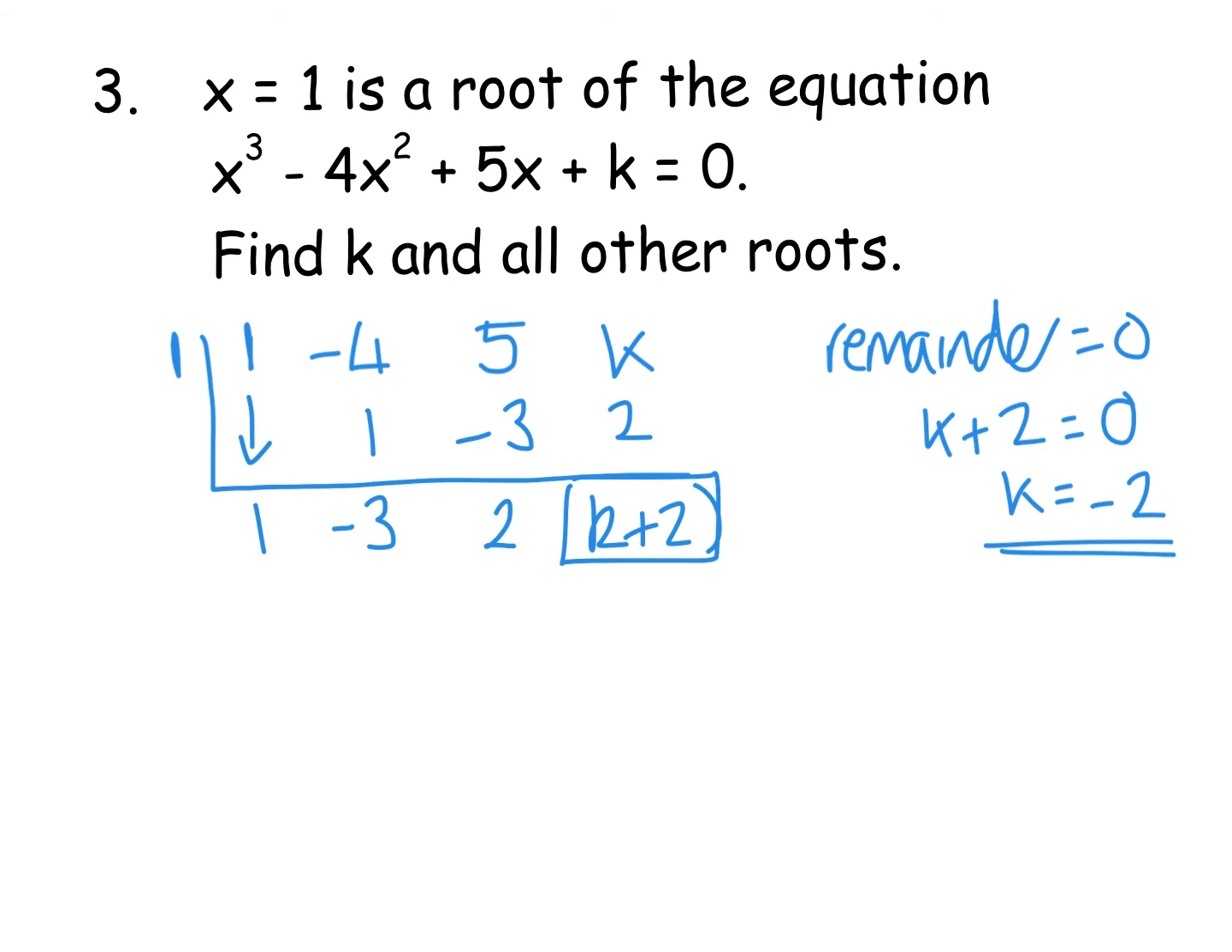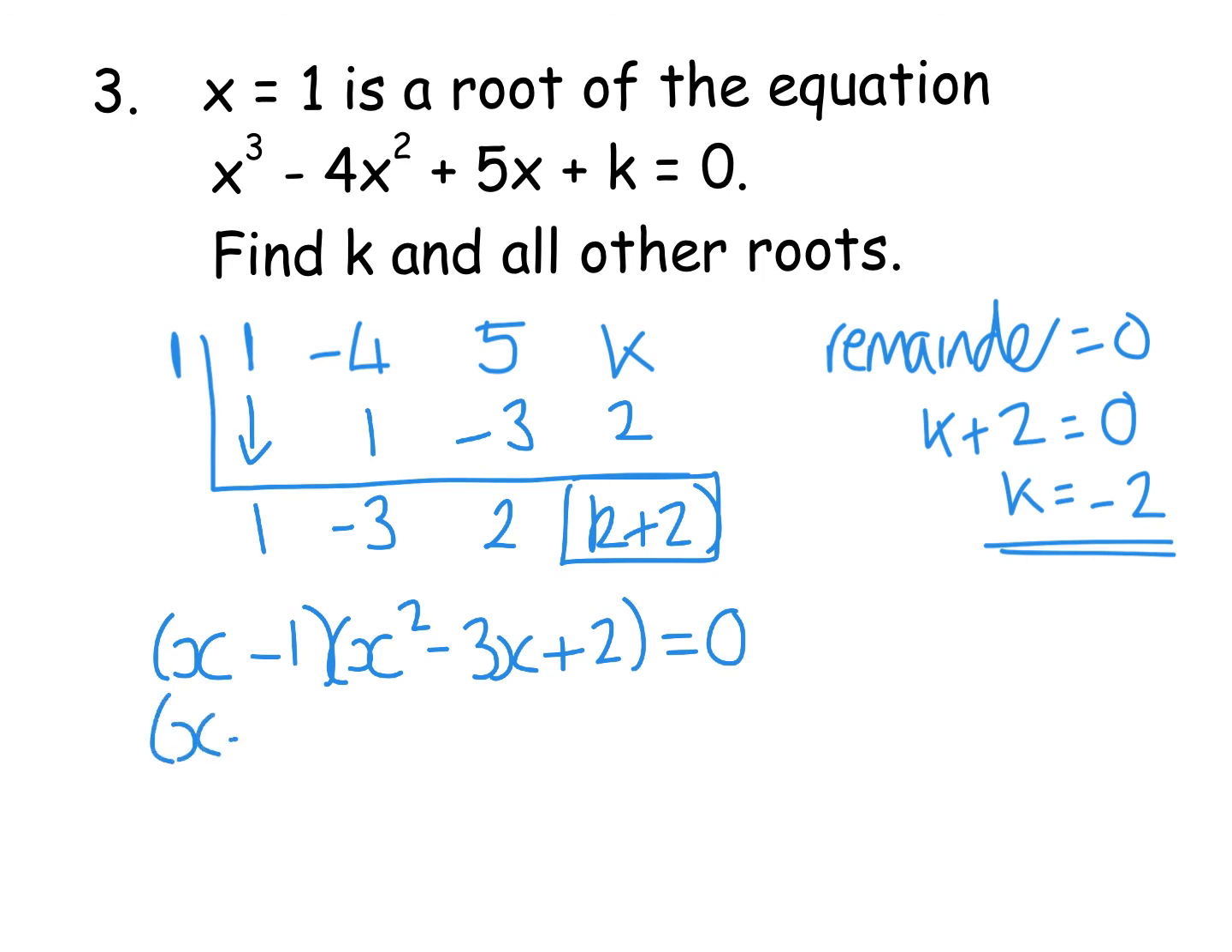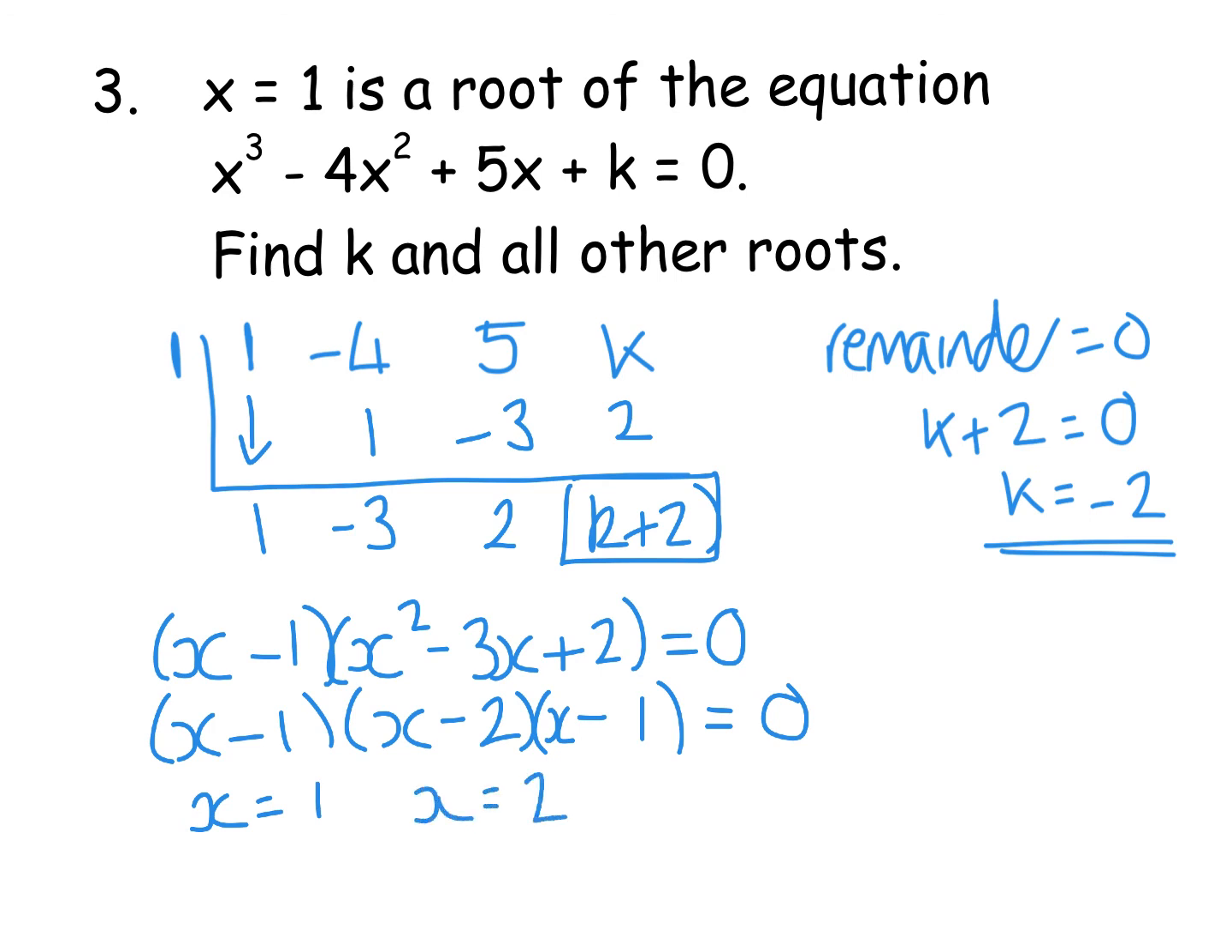Now I need to fully factorise. So fully factorising gives us x, positive 1 in the table becomes minus 1 for your factor. Your quotient is x squared minus 3x plus 2, all equal to 0. A wee bit of factorising again. This is an easy one. Numbers that multiply to 2 are 2 and 1, and to get minus 3, they both must be minus. And then we solve that and you get x equals 1, x equals 2, and x equals 1 again.